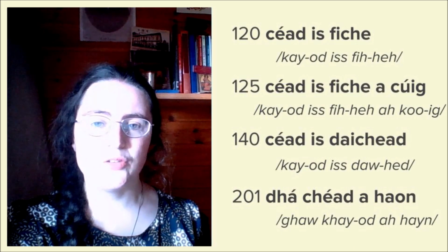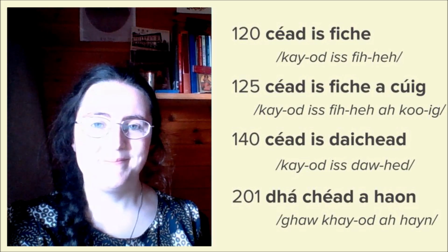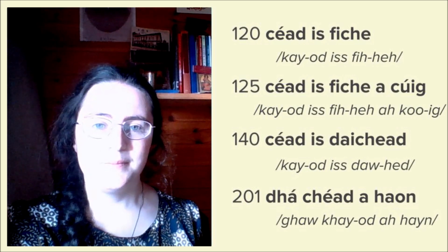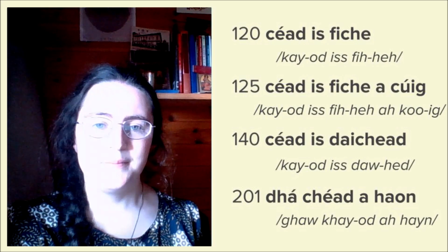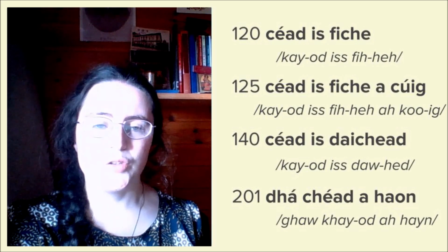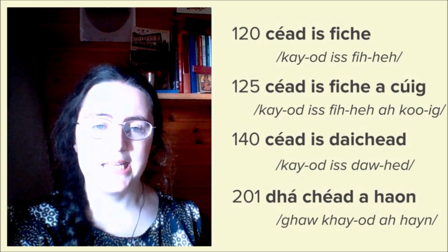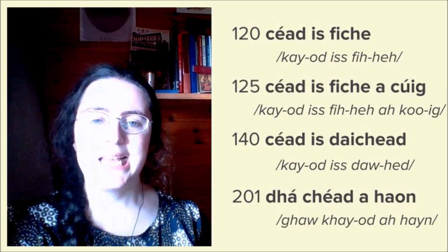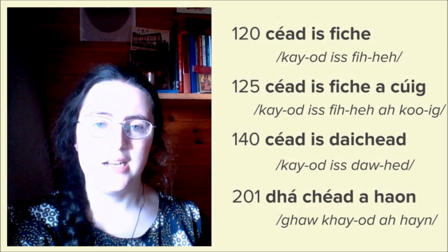Now, when the number is larger than 20, is said beforehand. For example, 120, céad is fiche. 125, céad is fiche cúig. 140, céad is dahad.